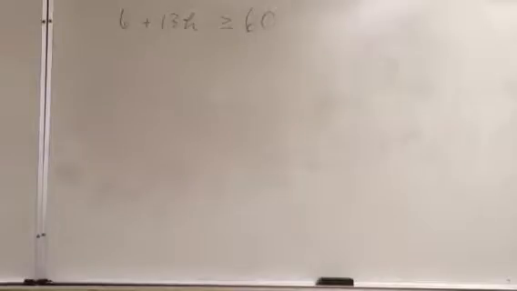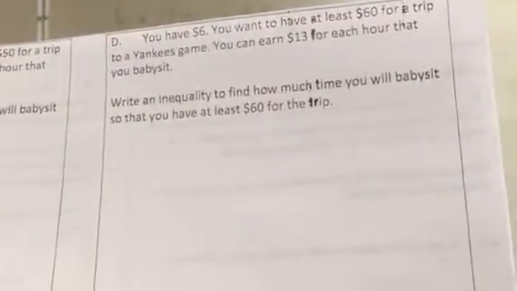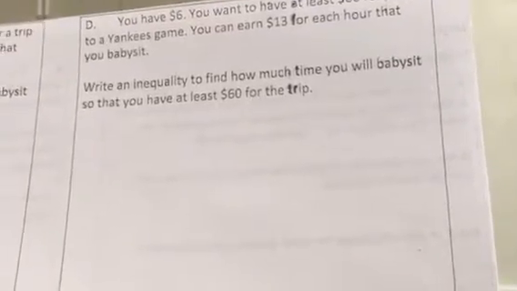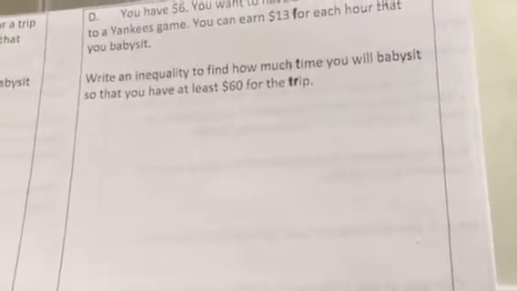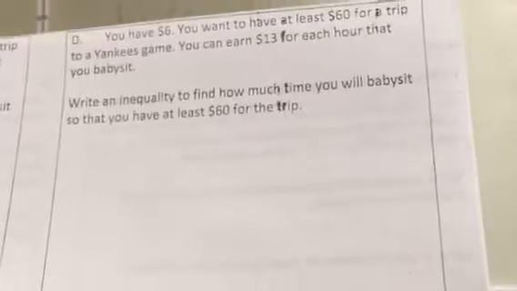So we're about to start, we're going to practice solving an inequality, but first we need to know what this inequality represents. So you have $6. You want to have at least $60 for a trip to a Yankees game. You can earn $13 each hour that you babysit.